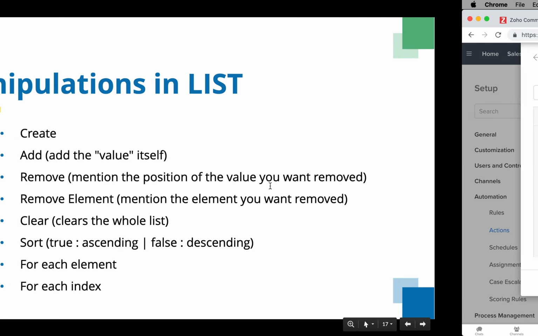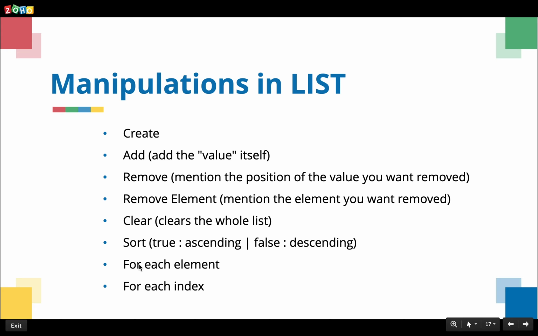Okay, so now that we've learned some of the manipulations, now for the tricky bit. There is a for each element and for each index. Now, like you would have guessed, this is usually used when you want to loop something and check for each object or each element in the list, right? So let's start with the first one, for each element.